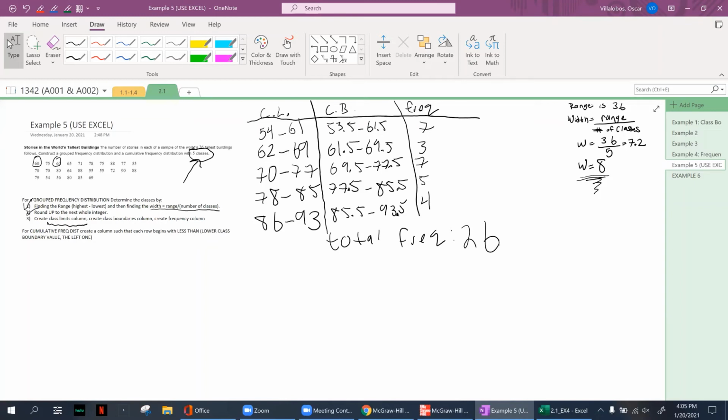So now we're going to create a cumulative frequency distribution table. What I need you to focus on is the class boundary table that you created, because I'm going to want to use this value, that leftmost value, and so forth.